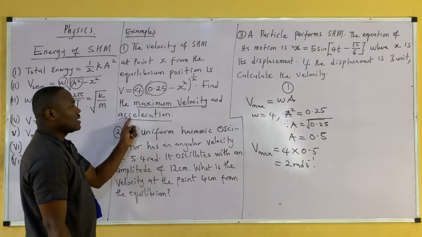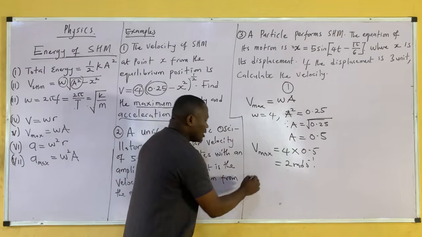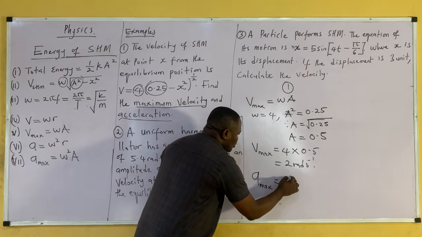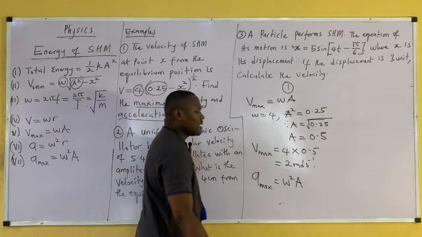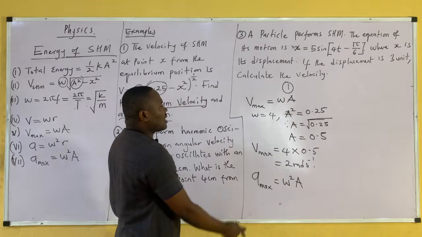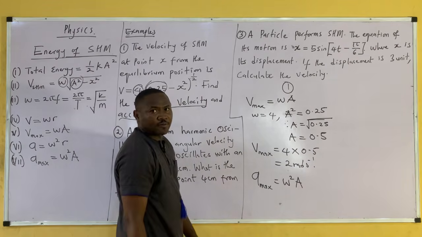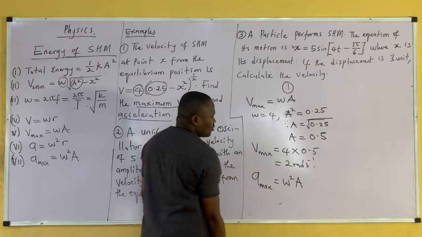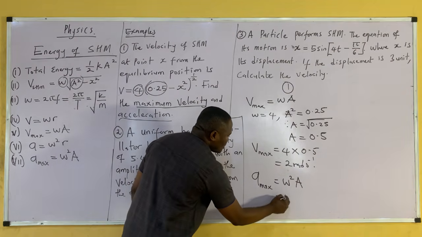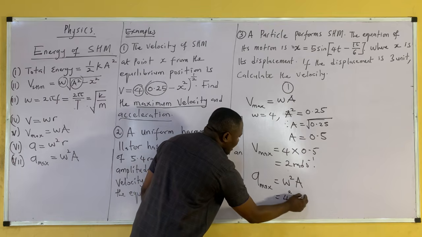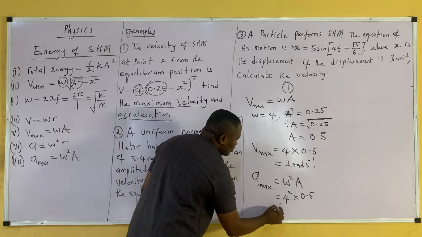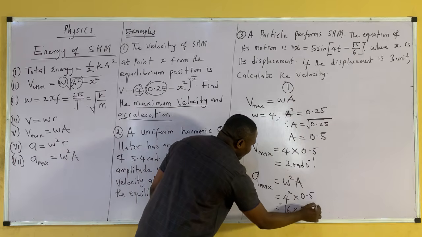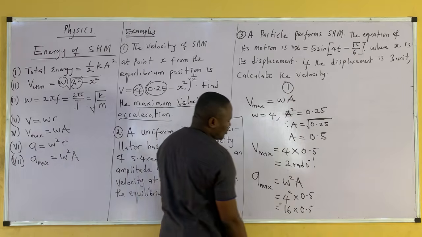What's the next one? Maximum acceleration. A maximum is equal to W square A. That's our A maximum. So what's our W square? Angular frequency is equal to 4. What's our A? It is equal to 0.5. So this becomes 4 square times 0.5. So this becomes 16 times 0.5. So if you do that, what becomes your answer?